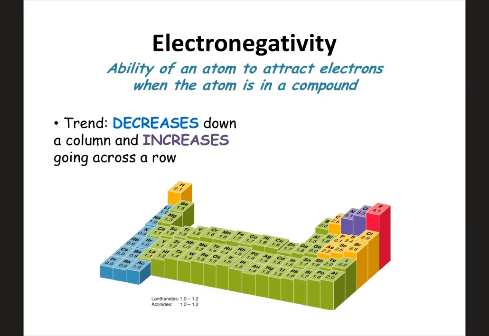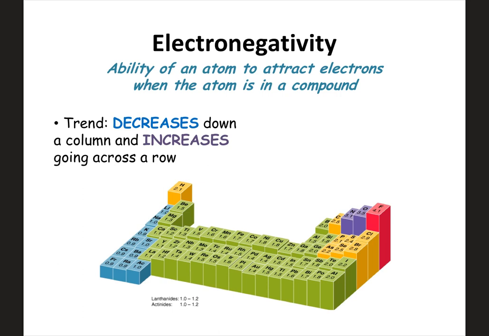Our fourth big trend that we're going to look at is electronegativity. Again, the definition is important if you want to be able to fully explain and understand what's happening here. So electronegativity is an ability of an atom to attract electrons toward itself when it's in a compound. So you're talking about an atom's ability to attract those electrons, bring the electrons toward itself.